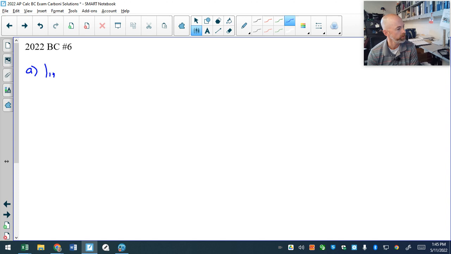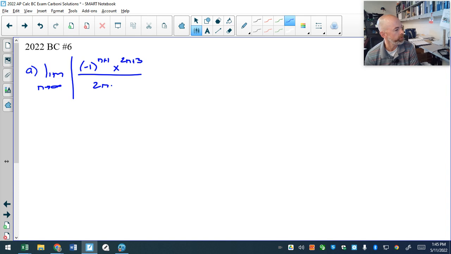a straightforward question. We need the limit as n goes to infinity of the absolute value of the n plus first term, and I'm looking at my generic term over there. That'll be negative 1 to the n plus 1, x, and if I plug in n plus 1 for that, that'll be 2n plus 3, over 2n plus 3, divided by the a sub n term, which is times the reciprocal of the original, so negative 1 to the n, x to 2n plus 1. Hopefully you get a point for setting up the ratio.